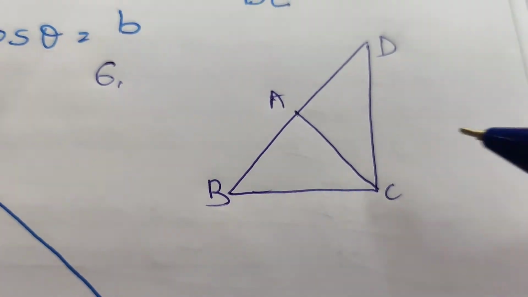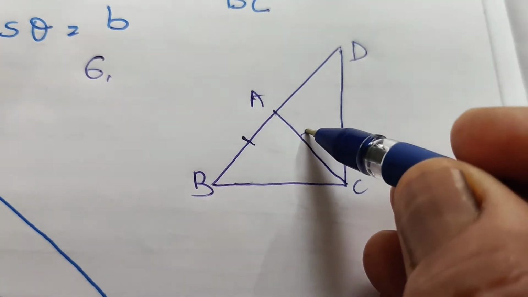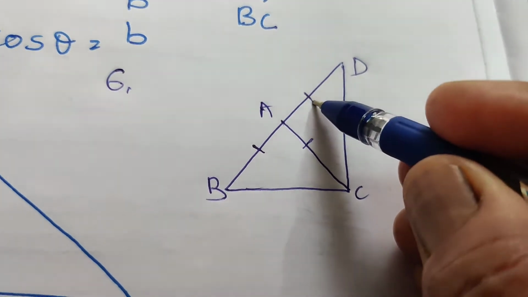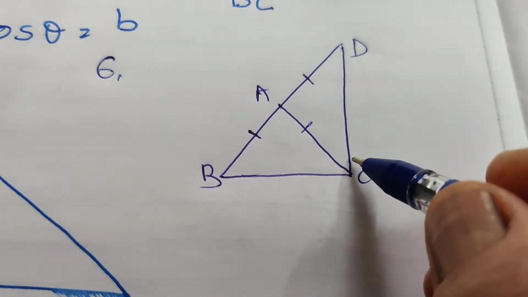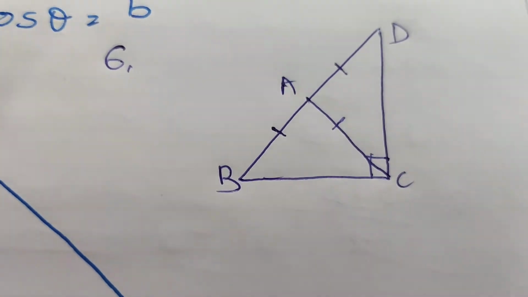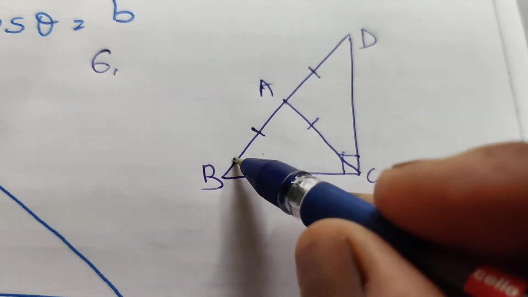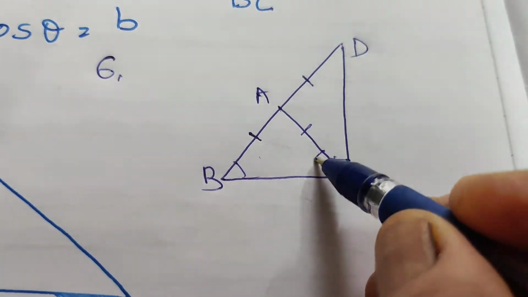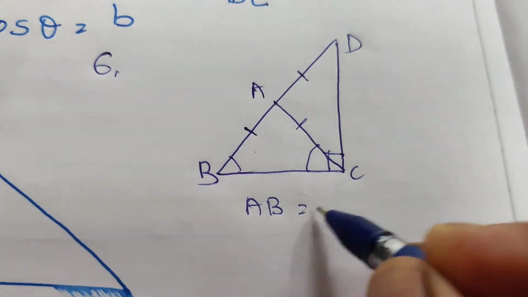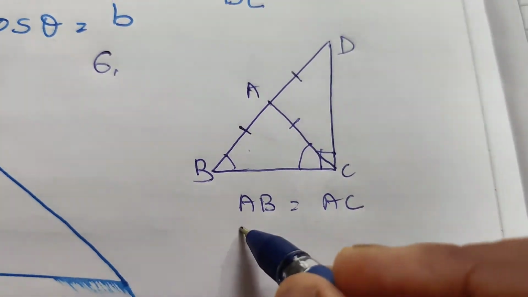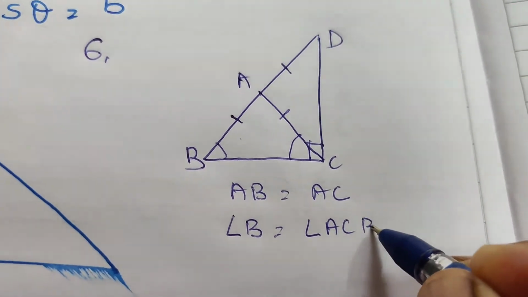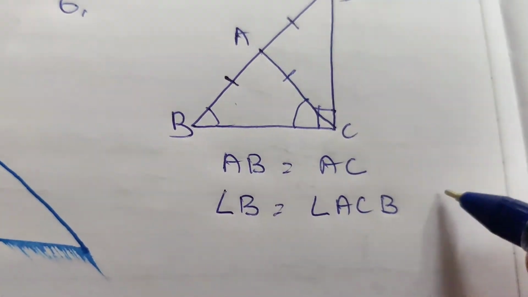In this triangle AB equal to AC, and AB equal to AD. These three sides are equal. We have to prove that angle BCD equal to 90 degree. If AB equal to AC, then angle B equal to angle ACB by isosceles triangle property.